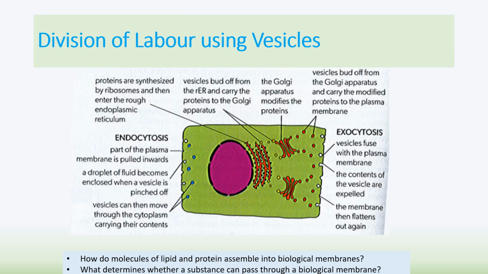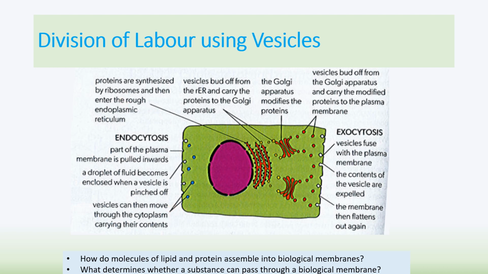So here you've got just a slightly different version of it. You can see here the stuff might go into the cell via endocytosis, so the plasma membrane is pulled inwards, a droplet of fluid becomes enclosed in the vesicle that is pinched off, and then the vesicle can move through the cytoplasm carrying the contents to where it wants to be.